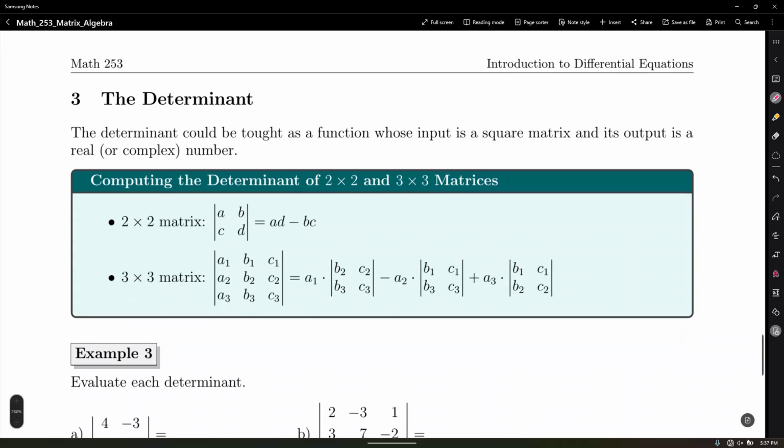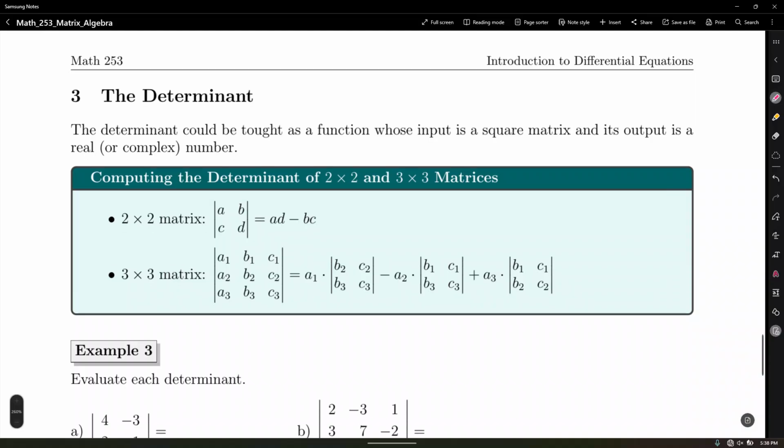You can think of the determinant as a function whose input is a square matrix. By the way, the determinant is only valid for a square matrix. We can't take the determinant of a matrix where the number of rows is different to the number of columns. And the output is a real or potentially a complex number.